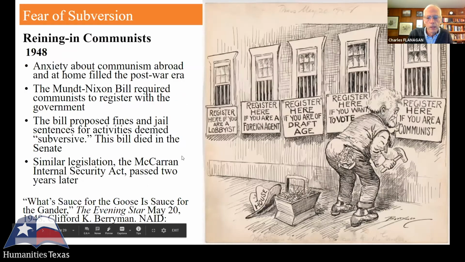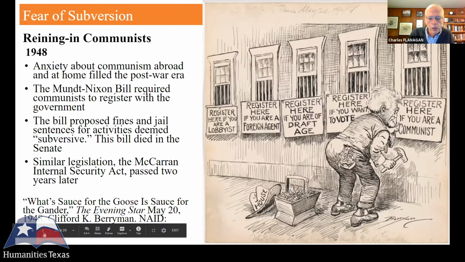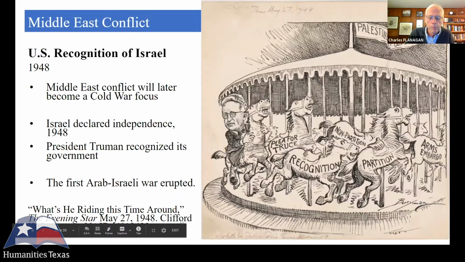We're worried about this domestic communism. What should we do? Should we make them register? And there was legislation in 1948 sponsored by Richard Nixon and Carl Mundt from North Dakota saying that communists should be required to register with the government. And this is a Berryman cartoon about that legislation. That legislation didn't pass, but 2 years later, the Nixon-McCarran Internal Security Act did require communists to register with the government. And so that's kind of a statement of limiting First Amendment rights and really forcing people whose opinions are perhaps dangerous to make themselves known to the government.